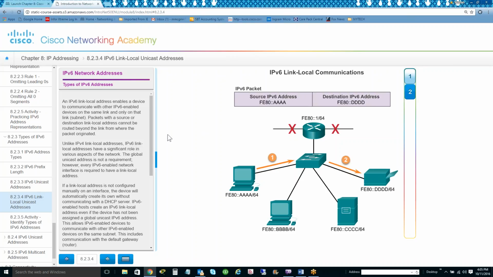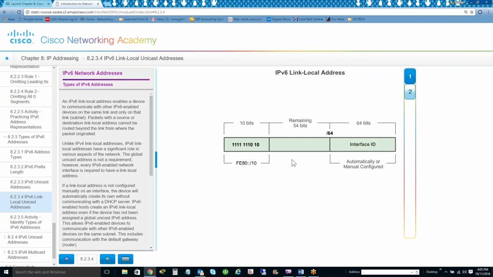So link local addresses usually start with an FE80. Remember, these are not globally routable addresses. As you can see here, they won't go past the router, but they can all see each other. The FE80 is the first 10 bits of the address, and the remaining 54 bits of the network portion of the address are all zeros, and the interface ID is of course the host address.